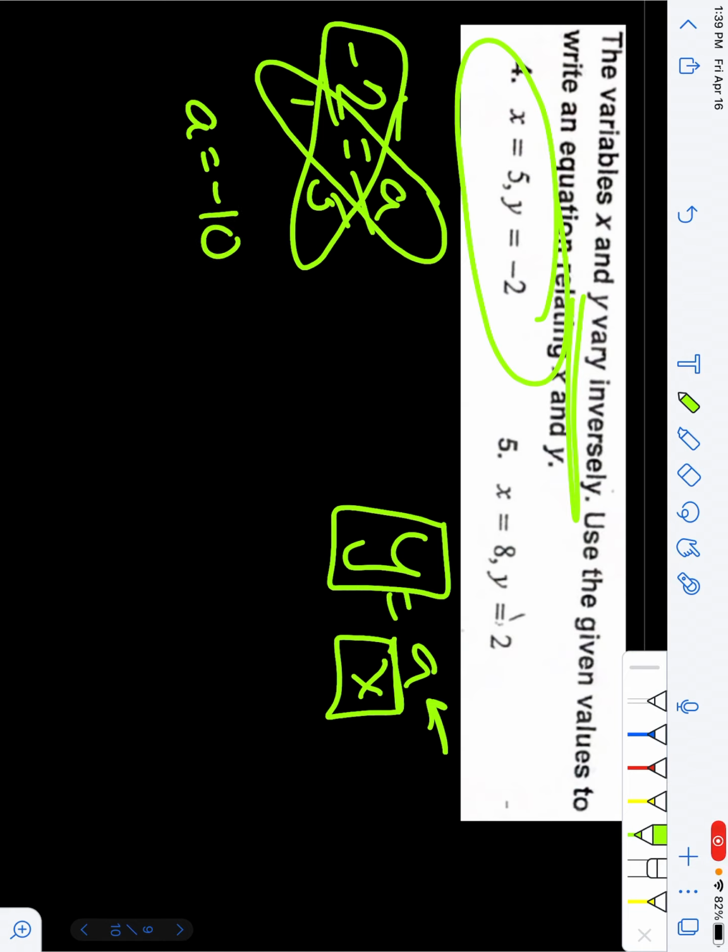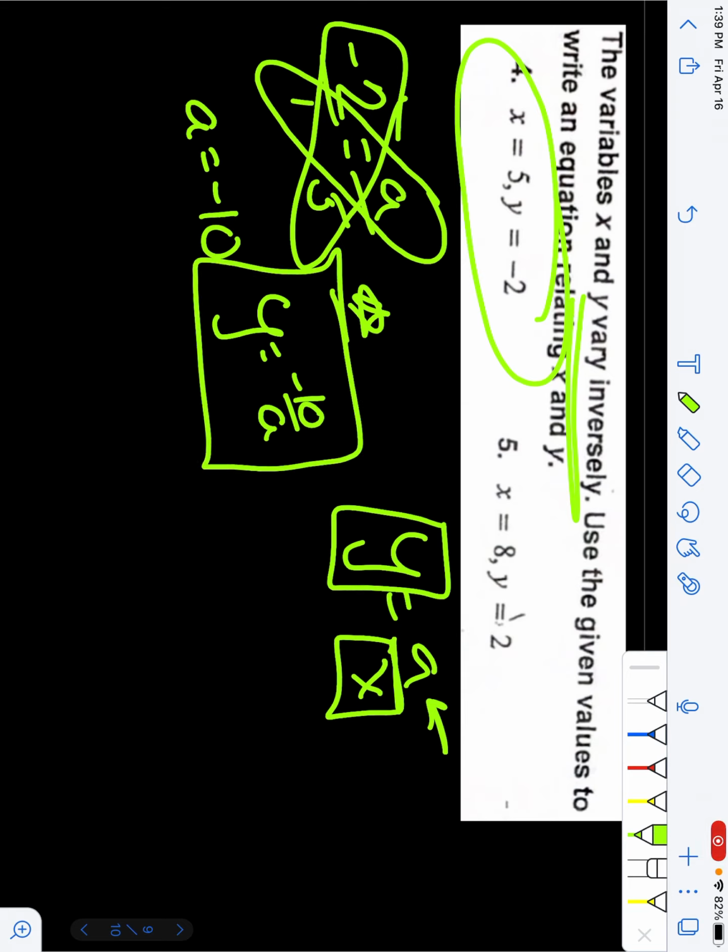But we would find a equals -10, and our equation would be y equals -10 over x. So this is essentially what you're doing for each one of those, is setting up your equation and solving to find a, then rewriting the actual equation in that form.